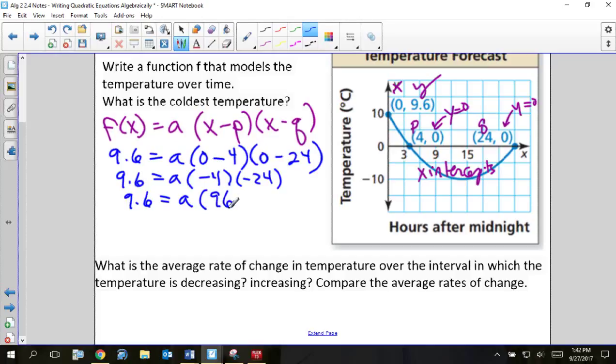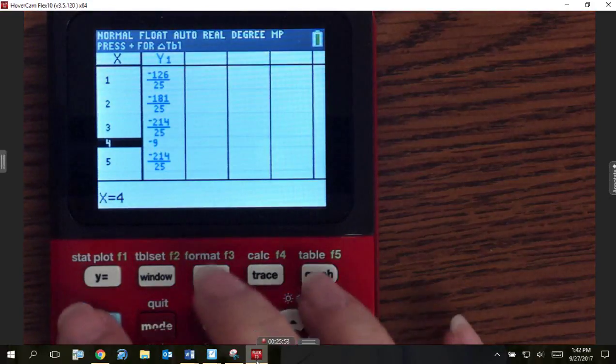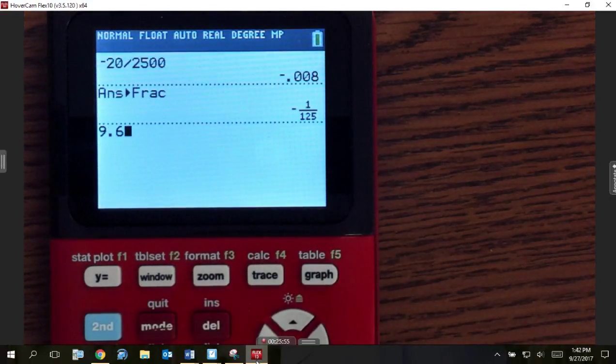So how do we get a by itself? Divide both sides by 96, and I'll probably use my calculator for that. So I have 9.6 divided by 96, and that's 0.1.